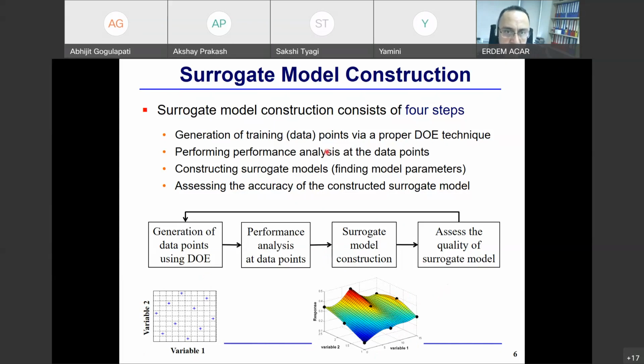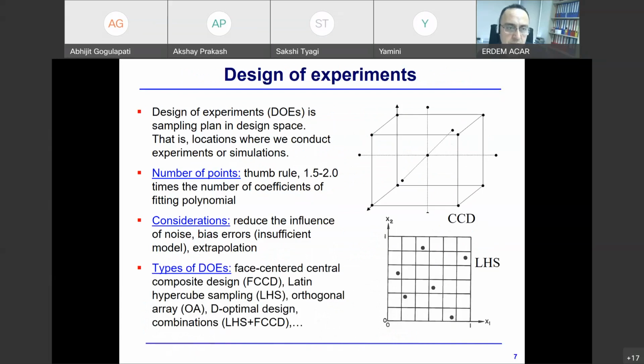Here, I mentioned this design of experiments. What is design of experiments? Let me talk about it. Design of experiments is a sampling plan in our design space. That is, the locations where we conduct our experiments or simulations. So the question is how many data points or training points I have to generate. The rule of thumb is that if you are using a polynomial response surface model, then the number of data points should be 1.5 or 2 times the number of coefficients in the fitting polynomial.